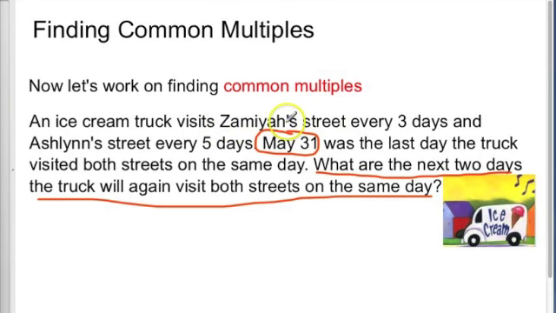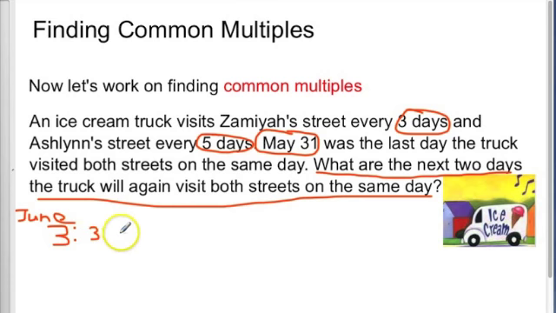I know that for Zamaya Street, it's every 3 days, and Ashland Street is every 5 days. So I'm going to look at finding common multiples. And I'm going to start with finding the multiples of 3. And I'm going to go ahead and note that I'm talking about the month of June. So we're talking about every 3 days, so we would simply skip count by 3. So I'm going to include 3 as I'm doing my multiples of 3.